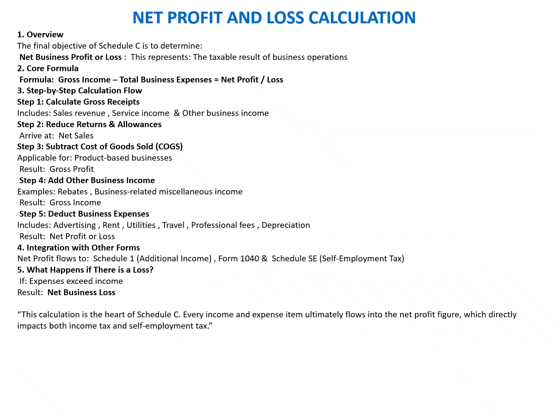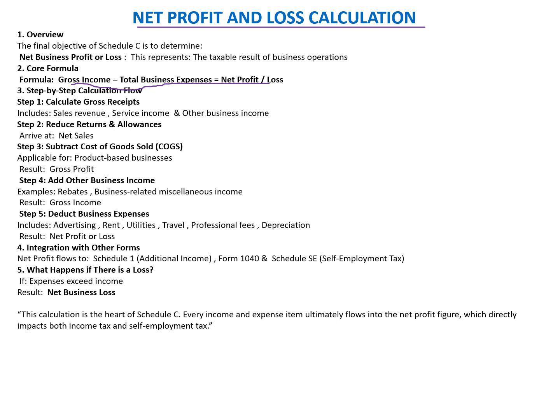Okay. Now we'll talk about the final net profit and loss calculation. We have understood the concept of gross profit and the concept of COGS and depreciation, and now we'll understand how the step-by-step calculation is done to arrive at the final net profit. The core formula is gross income minus deductible expenses equals net profit.